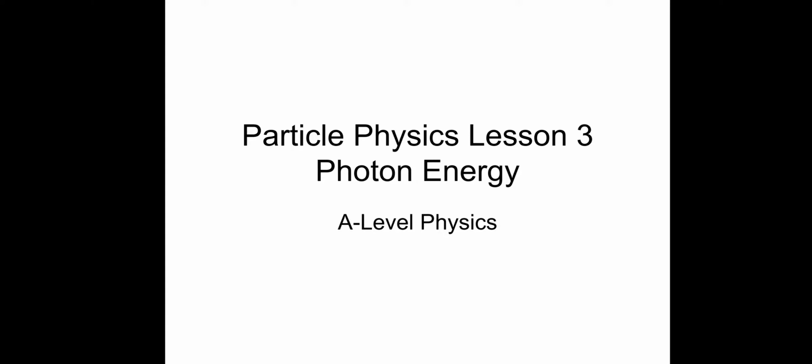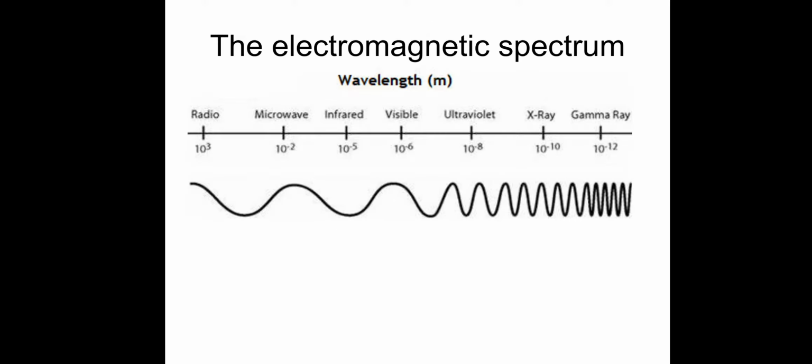This is Particle Physics, Lesson 3, Photon Energy. So the EM spectrum, or the electromagnetic spectrum. We should know this previously, especially if you did GCSE. It consists of radio waves, microwaves, infrared, visible, UV, or ultraviolet, X-ray, and gamma rays.